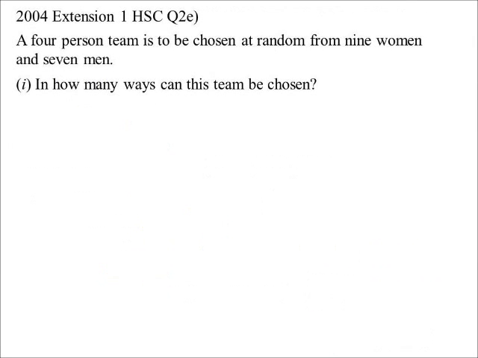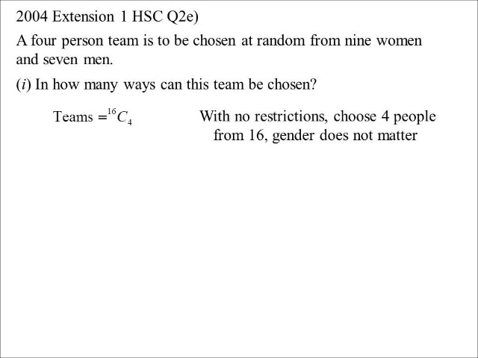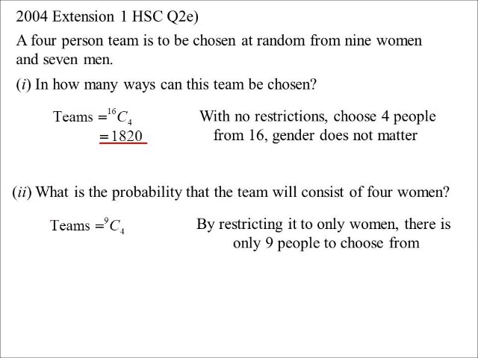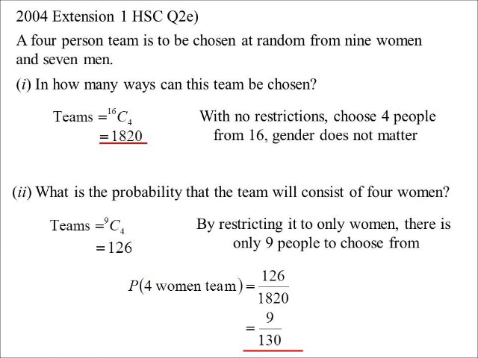All right, HSC question. A 4-person team is to be chosen at random from 9 women and 7 men. How many ways can this team be chosen? Very similar to our committees question. 16C4. It's 1,820. What's the probability that the team will consist of 4 women? Well, the number of ways we can get 4 women would be 9C4. So the probability then is 126 over 1820, which is 9 over 130.